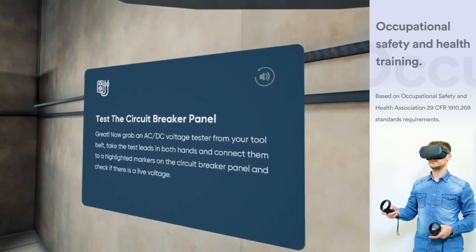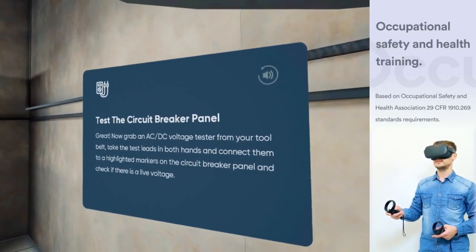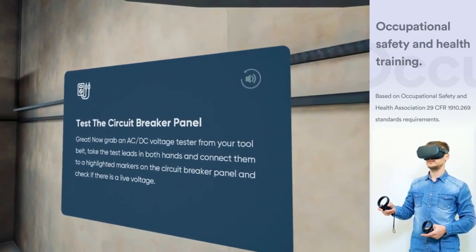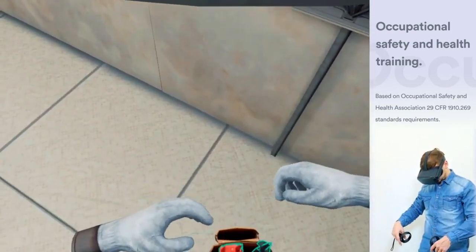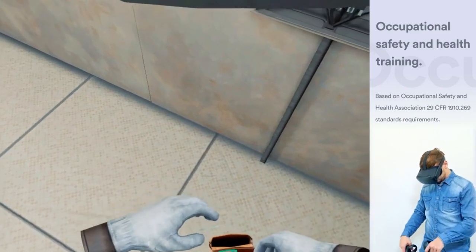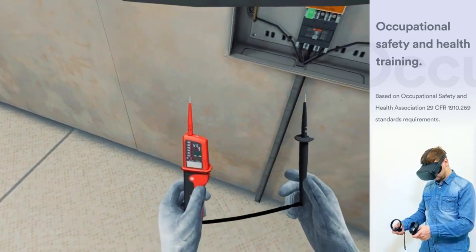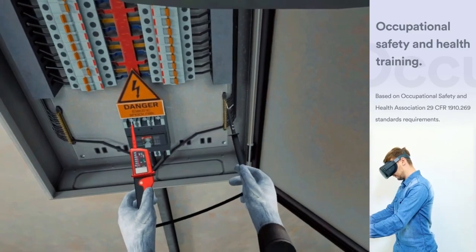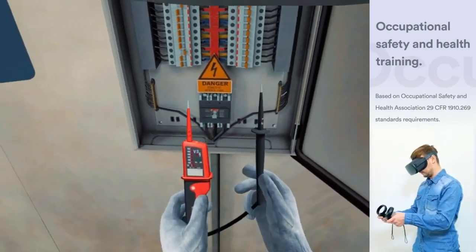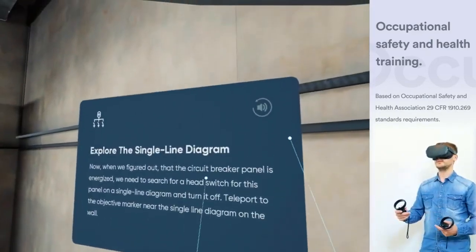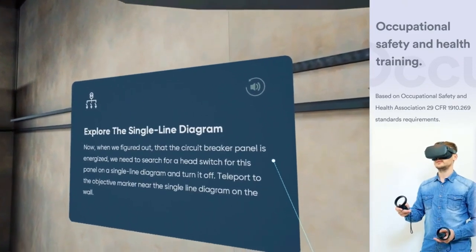Great. Now, grab an AC/DC voltage tester from your tool belt. Take the test leads in both hands and connect them to the highlighted markers on the circuit breaker panel, and check if there is a live voltage. Now, when we figured out that the circuit breaker panel 1 is energized, we need to search for the isolation point for this panel on a single line diagram. Teleport to the objective marker near the single line diagram on the wall.